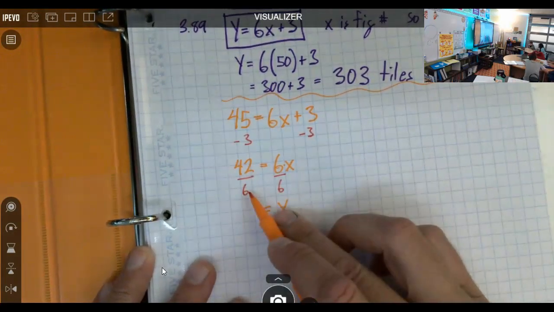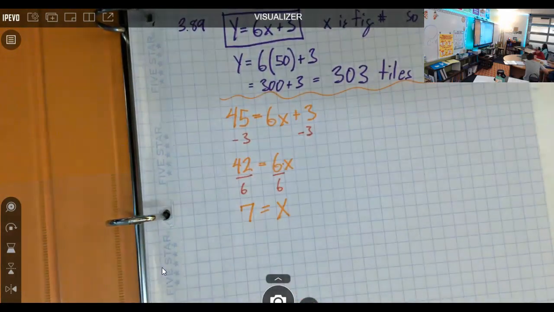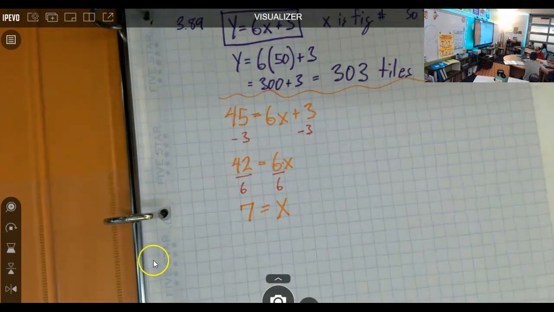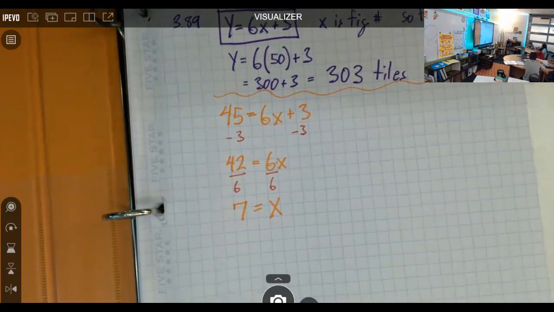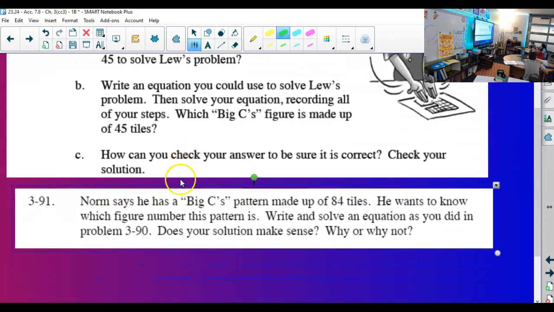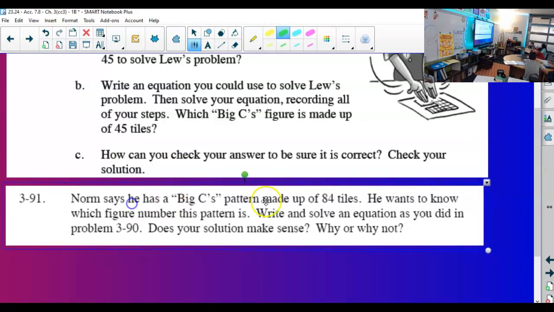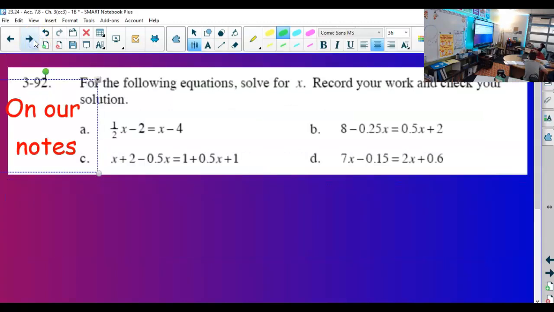So 42 divided by 6? 7. And guys, again, especially if you see me writing this down on my graph paper, you can always come and copy my notes if you stepped out to go to the restroom, if you were playing with a calculator instead of doing the math, or if you just got a little behind, like it happens. So if Norm's is made up of 84 tiles, does the 84 plug in for the X or the Y? The Y, right? All right, we can keep rolling.